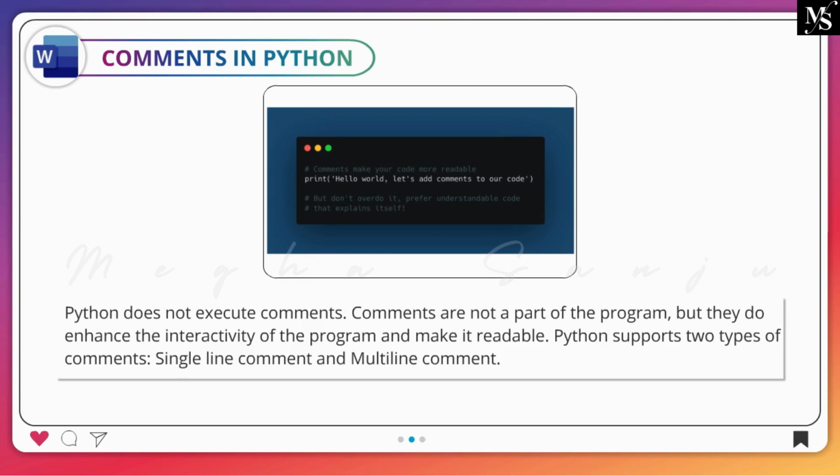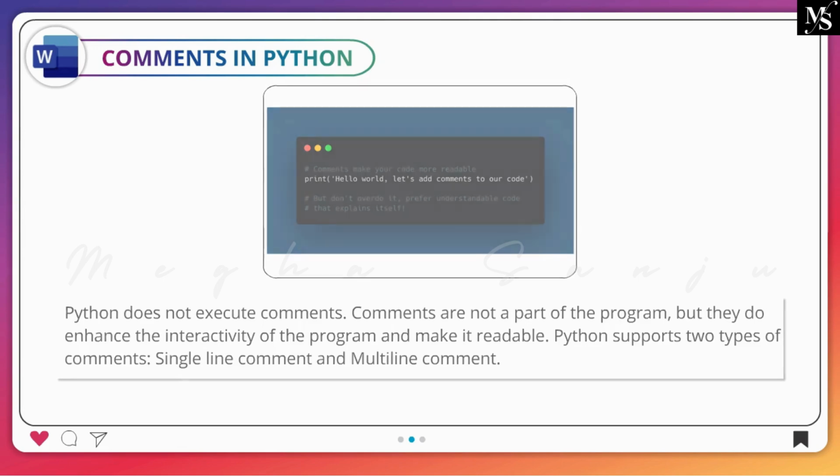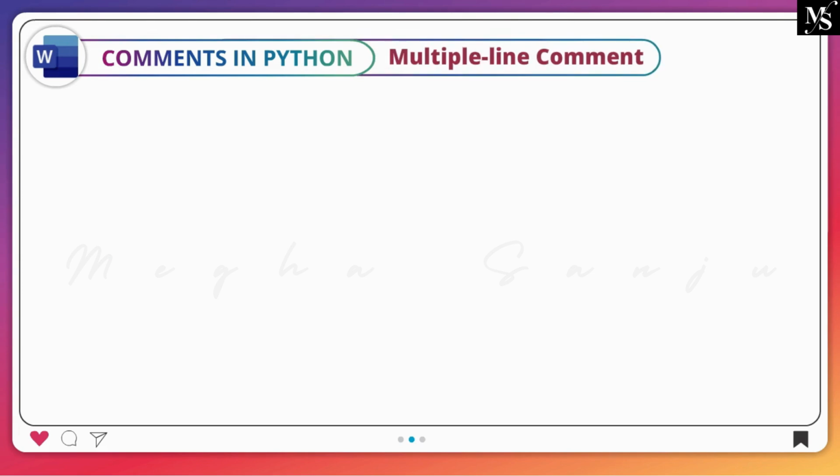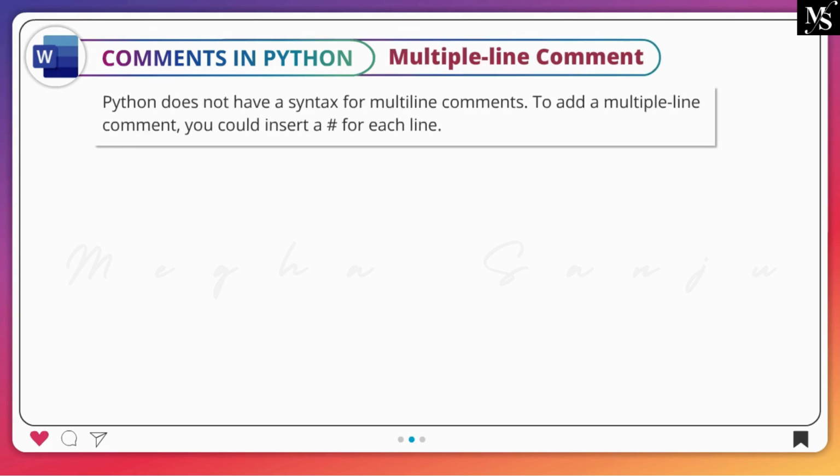Comments are not a part of the program, but they do enhance the interactivity of the program and make it readable. Python supports two types of comments, single-line comment and multi-line comment. Single-line comment. In case a user wants to specify a single-line comment, then comment must start with a symbol hash. Example. Multiple-line comment. Python does not have a syntax for multi-line comments. To add a multi-line comment, you could insert a hash for each line.